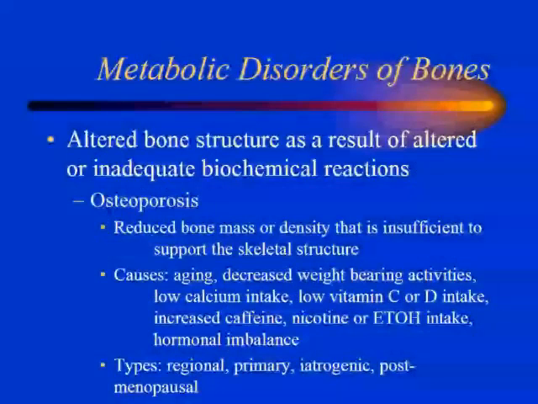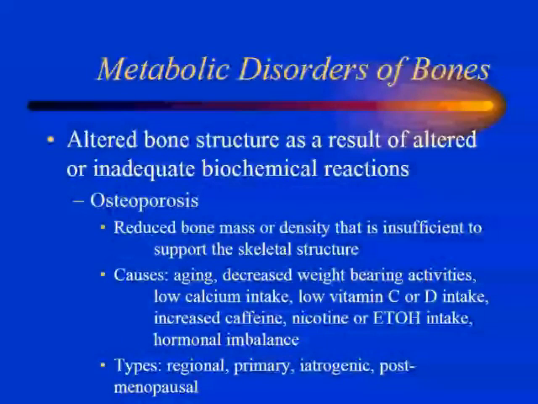Metabolic disorders of the bone alter the bone structure as a result of altered or inadequate biochemical reactions. An example is osteoporosis. With osteoporosis, you're going to have a reduced bone mass or density that is insufficient to support the skeletal structure. A cause might be aging, because you're going to have a decrease in estrogen, decreased weight-bearing activities, which doesn't promote calcium going into the bone, a low calcium intake, low vitamin C or D intake, increased caffeine, nicotine again, or alcohol intake can cause osteoporosis, and hormonal imbalances.